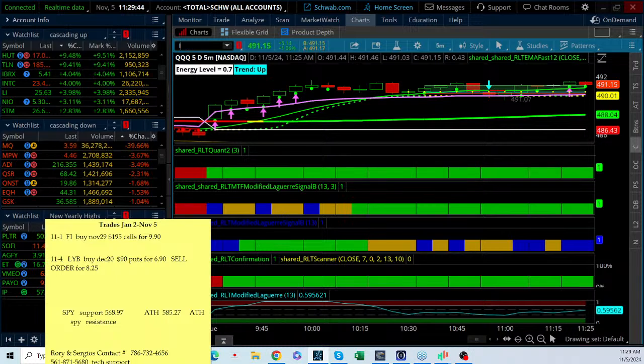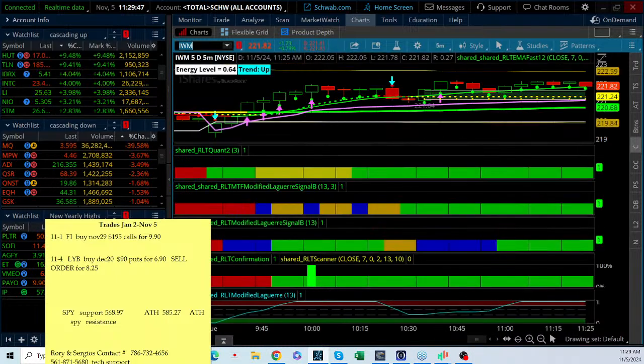Very little movement now in the indexes. A lot of waiting going on. There's not a lot going on, and also the volume today is pretty low. Volume on the SPY, 9.7 million shares. That's pretty low for 11:30.